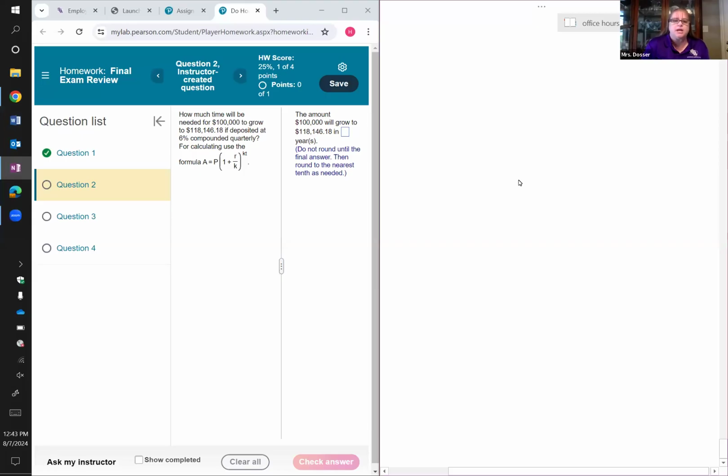Here we're asked how much time will be needed for $100,000 to grow to $118,146.18 if deposited at 6% compounded quarterly. For calculating, use the formula A = P(1 + r/k)^(kt). We've learned about this formula and used it in our notes.